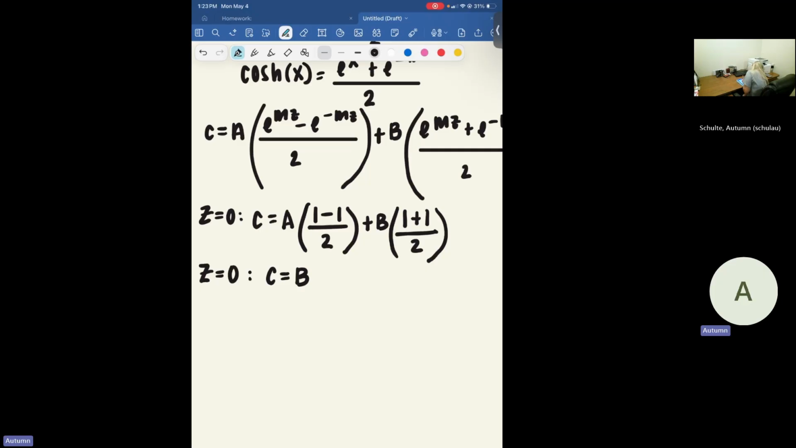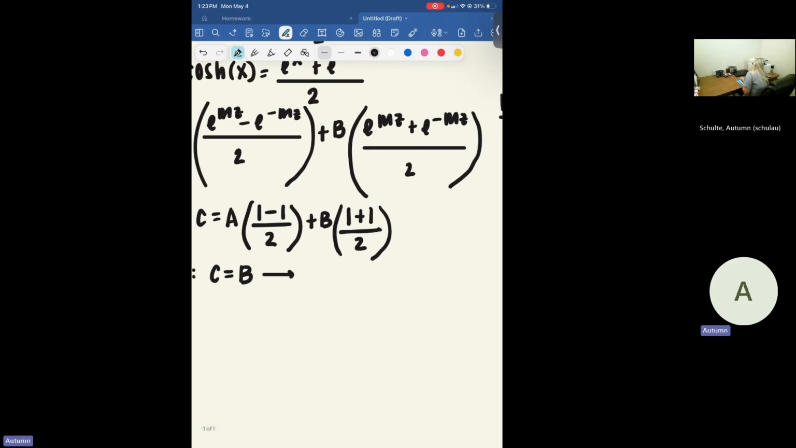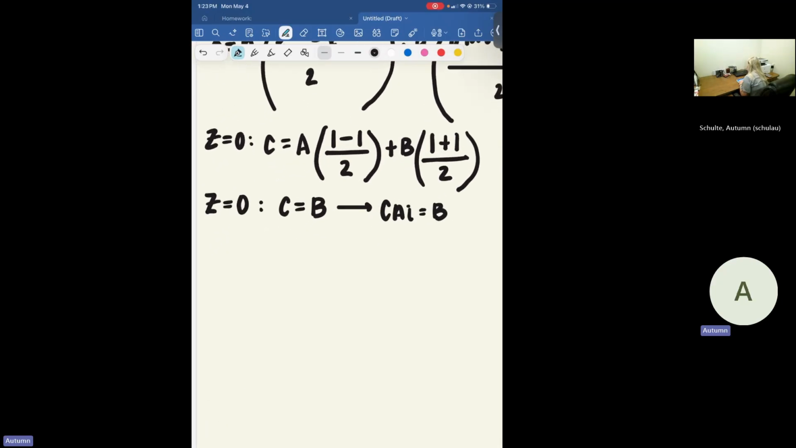And this concentration term right here is at that interface. So this is going to be the concentration of A at that interface, and that is equal to B. So we've solved for one of our constants. So now we can solve for A.